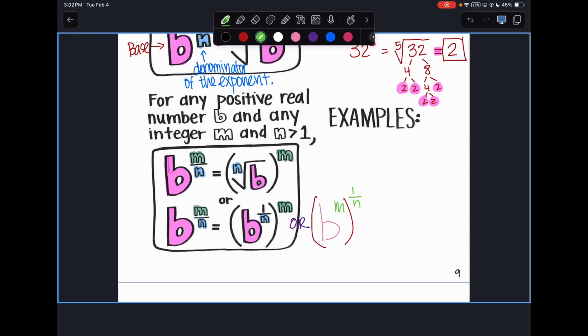Okay? So, example. Let's do 27 to the 2/3 power. What's my radical's index? What's my root's index? 2 or 3? 3! Yay! And then we put the 27 inside. And then we raise it all to the second power.